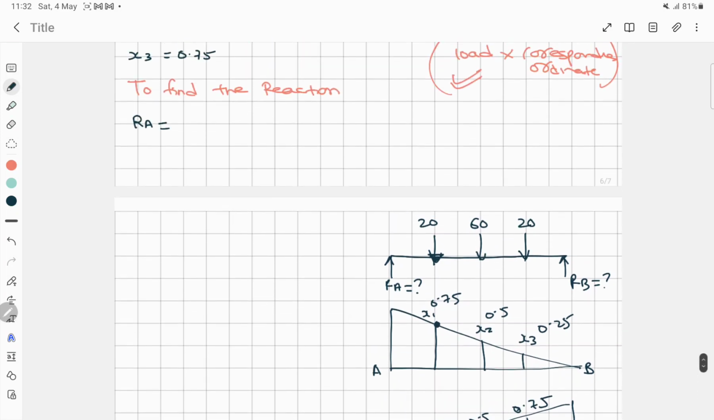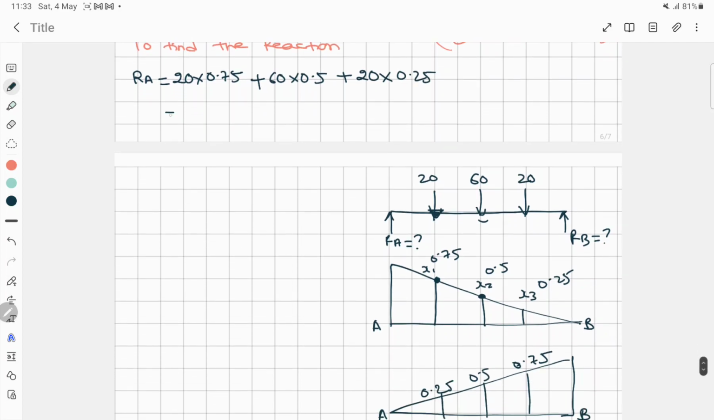Okay, so now 20 into 0.75, plus this 60 into the corresponding ordinate 0.5, plus 20 into 0.25. After solving this, we'll get the value of RA as 50 kilonewton.